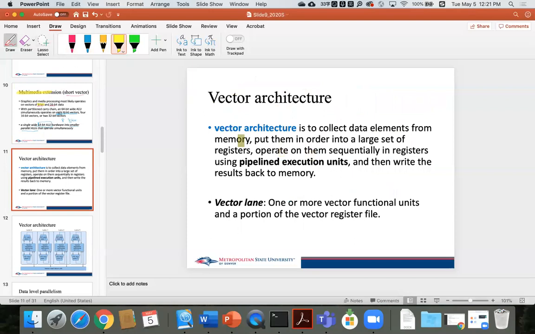And later on, people had more and more complex calculation applications, and then the vector architecture came out. Compared with the multimedia extension, the vector architecture is a pure vector idea, and the multimedia extension is not a pure vector idea.